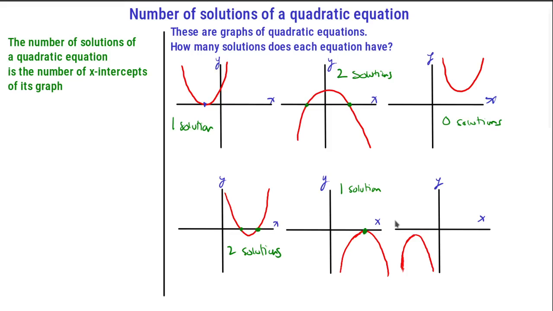And then the last one comes up again, just like the last one, never quite reaches the x-axis before it turns around and goes back down. So there is 0 intercepts, so this is 0 solutions. So you just look at the graph, count the number of x-intercepts, that's the number of solutions.